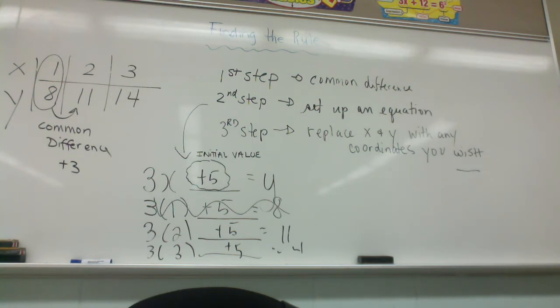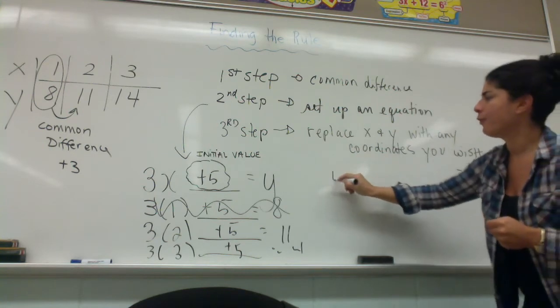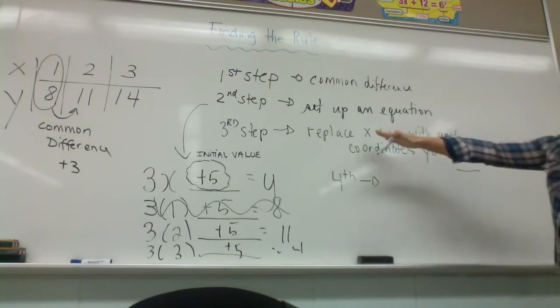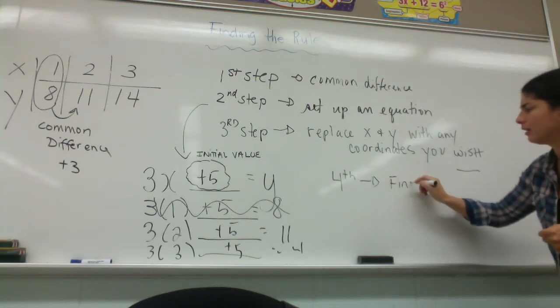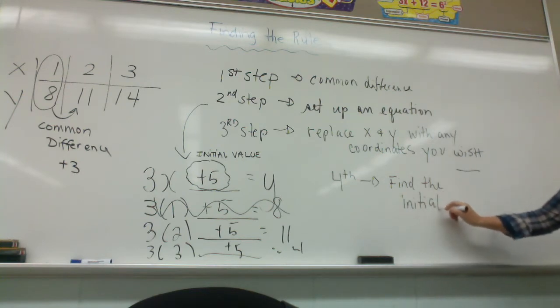Good. We will do at least another 5 examples. So I have the first step, the second step, the third step, the fourth step. Well, what should we write on the fourth step? We replaced that, and we found the initial value. Boom! 4 steps to getting this rule.